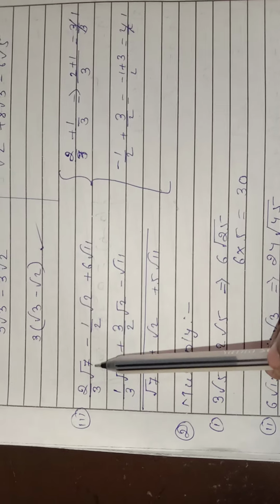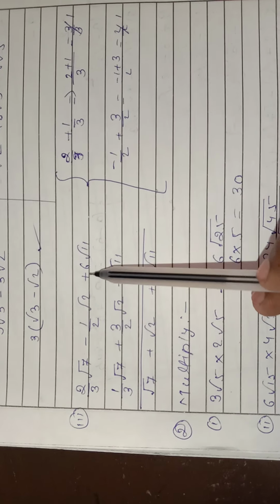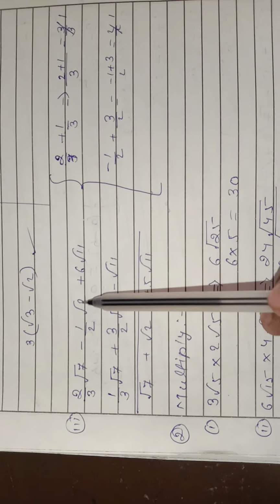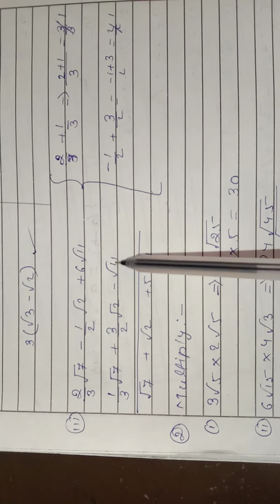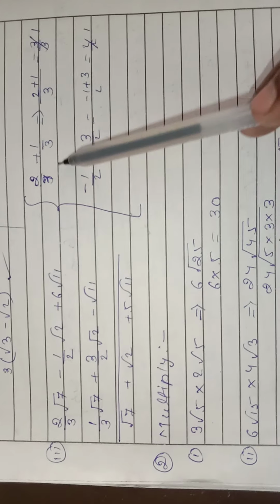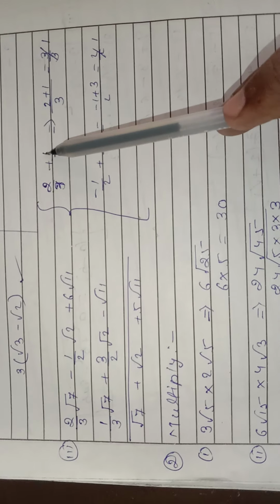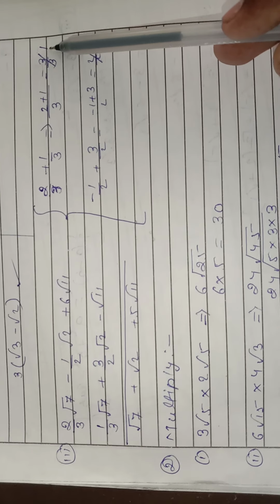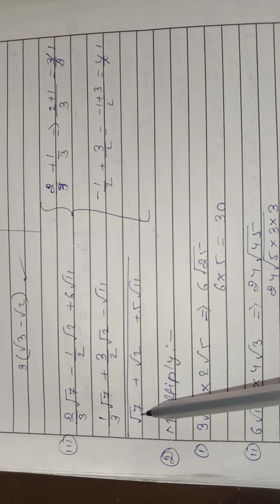Question number 3. 2 by 3 root 7 minus 1 by 2 root 2 plus 6 root 11. As it is written, we have to write in the same way. Now how to add these two? 2 by 3 plus 1 by 3 here. 2 by 3 plus 1 by 3. Take the LCM first of all. Add it. What did we get? 1. So 1 root 7.